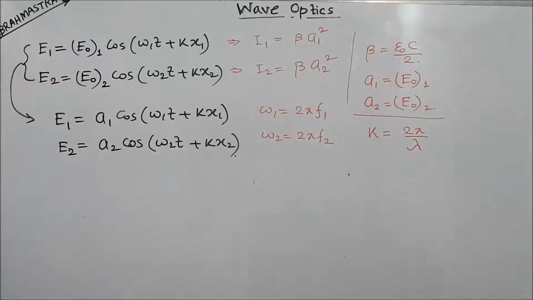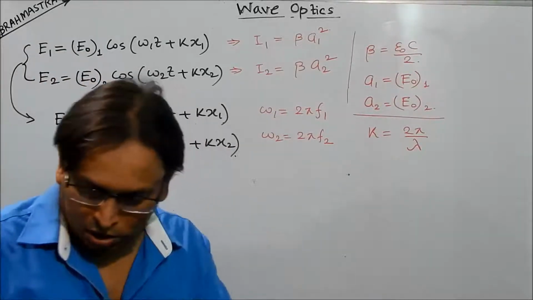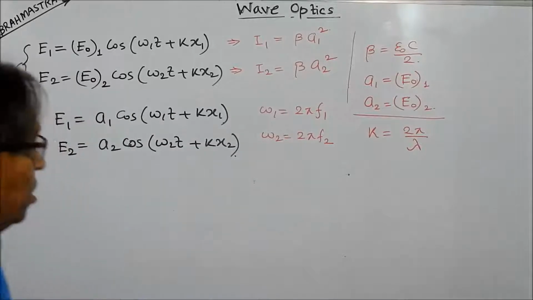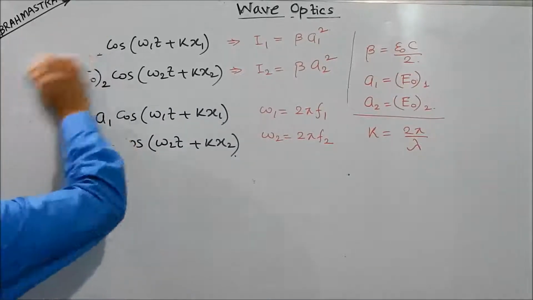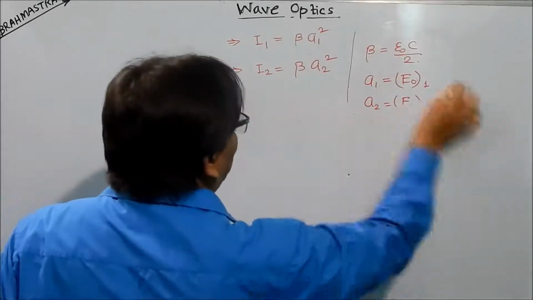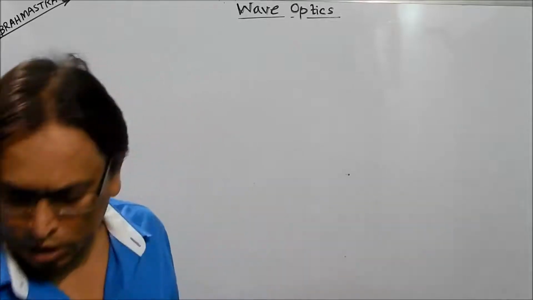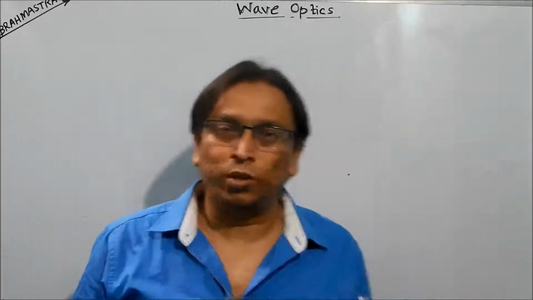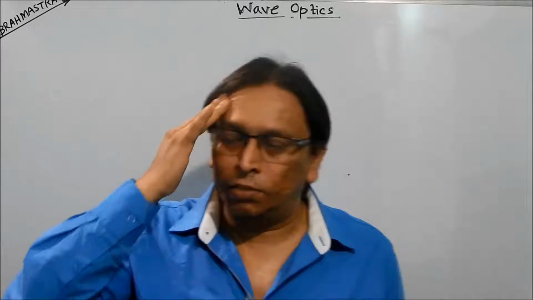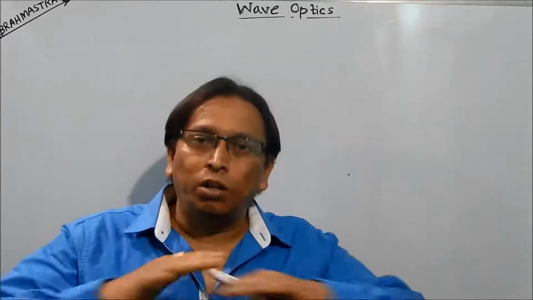Now they are going to superpose, and we are interested in finding what the intensity will be. See one thing: if I ask what the intensity of an electromagnetic wave is, there can be two results. One is the instantaneous intensity, that means the intensity just at present. And the other is the average intensity, the time average, that means in the long run.